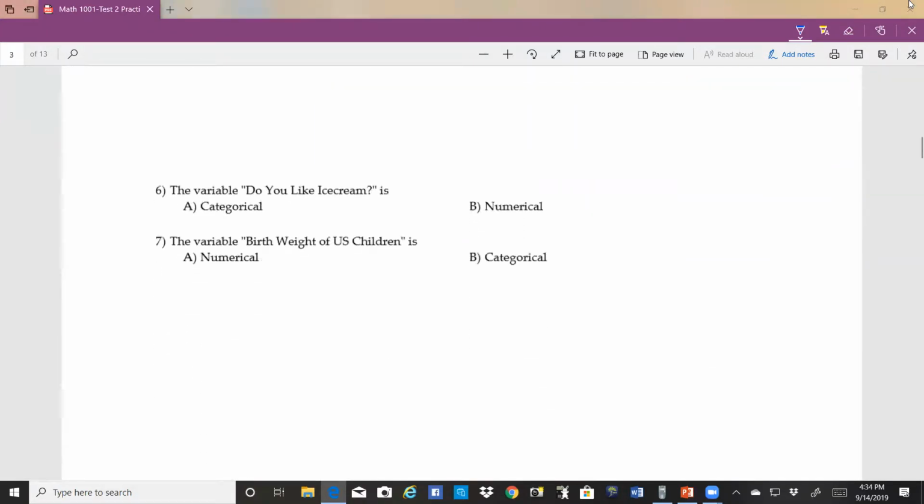The variable, do you like ice cream, is obviously going to be a yes or a no, and it is categorical. The variable birth rate of U.S. children is obviously going to be numerical.